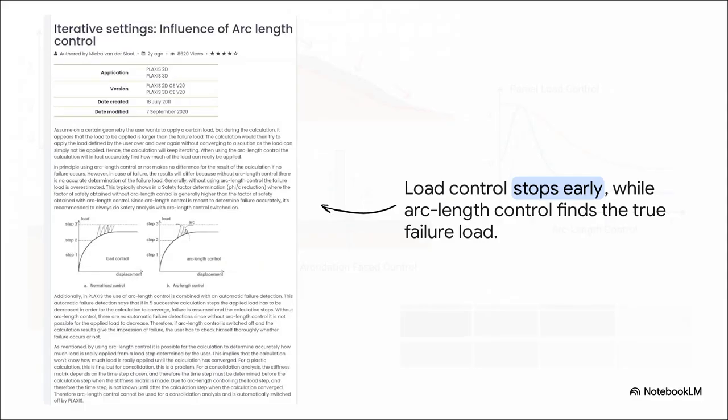So let's go back to our graph, because this just drives the point home. See curve A again, the load control one? Look where it stops. It doesn't even make it to the top of the mountain. It just gives up partway through the climb. But now look at curve B, our arc length control. It beautifully navigates right over the top, finding that absolute maximum load. That little peak right there, that's the number you actually need. That's your true failure load.